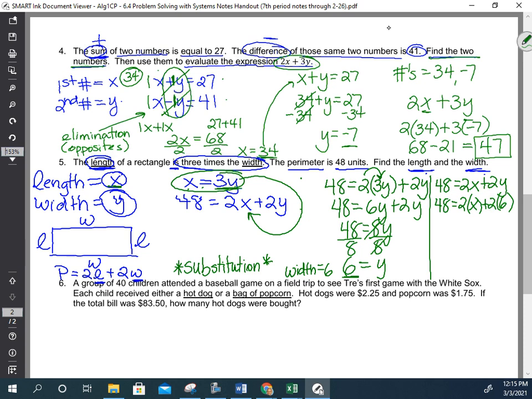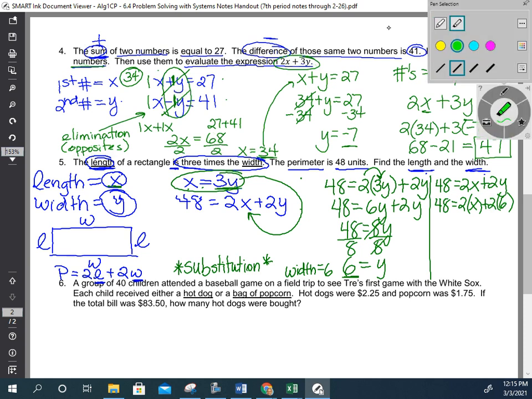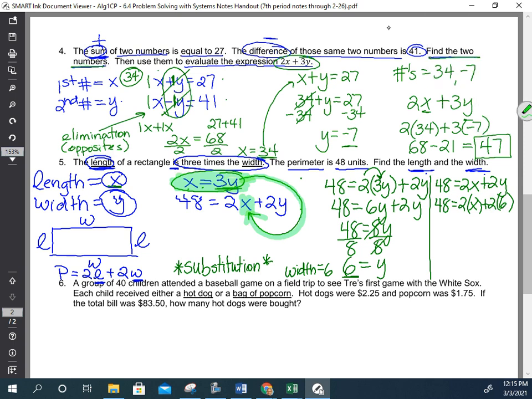That was the first equation. So, since the first equation is already solved for x, we took 3y and plugged it in for x. So you take 3y, plug it in for x. That's where that 3y came from. Okay. Go ahead and solve it out.